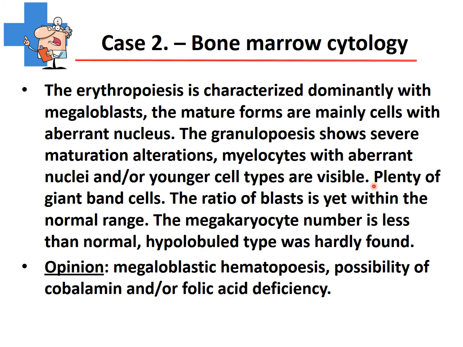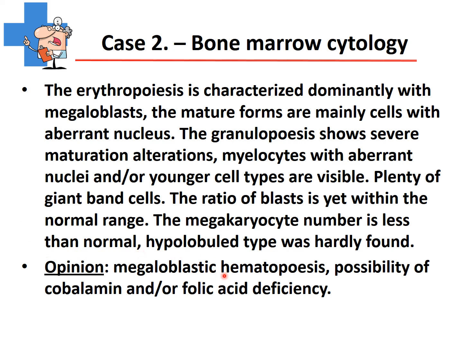Let's see the bone marrow aspiration, what they did. They found that the erythropoiesis is characterized dominantly by megaloblasts. The mature forms are mainly cells with aberrant nuclei. The granulopoiesis shows severe maturation alteration. Myelocytes with aberrant nuclei or younger cell types are visible. Plenty of giant band cells. The ratio of blasts is still within the normal range. The megakaryocyte number is lower. Normal and hyperlobulated forms were hardly found.